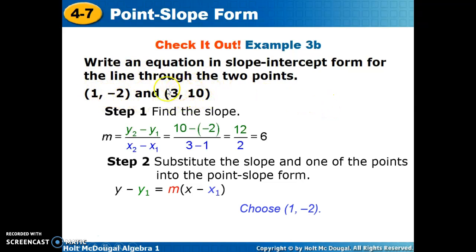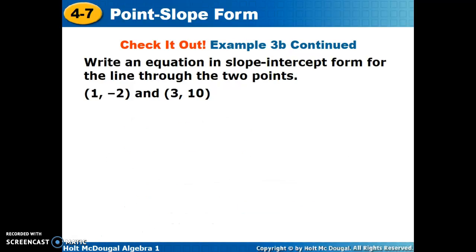I'll tell you what, I always choose the point that's easiest to use. I would have chosen the point 3, 10. In either case, we're going to come up with the exact same answer. We plug in our values with our slope and come up with this point slope form. We're asked to put it in slope-intercept.